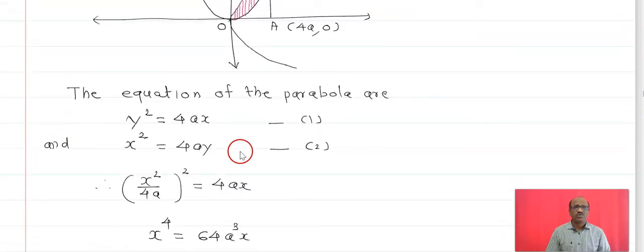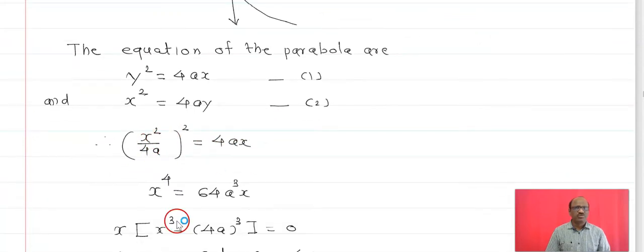Now we'll find out their point of intersection. That is, here replace the value of y. What is the value of y from this second equation? It is x square upon 4a from this second equation. Here substitute the value of y in equation number 1. That is, (x square upon 4a) bracket square is equal to 4ax.